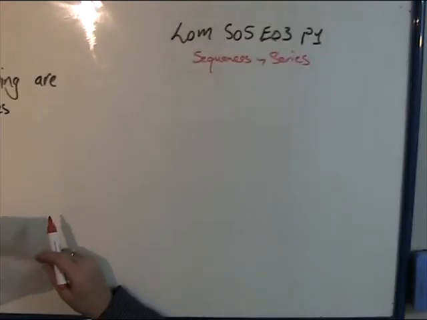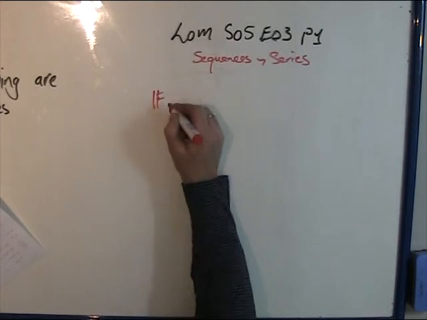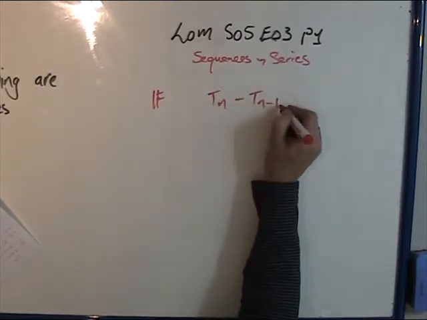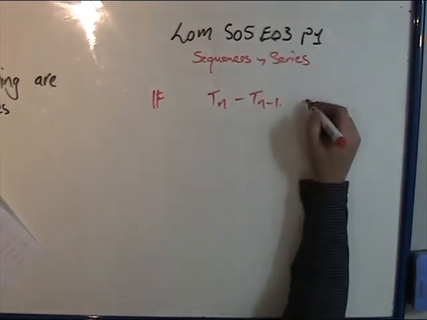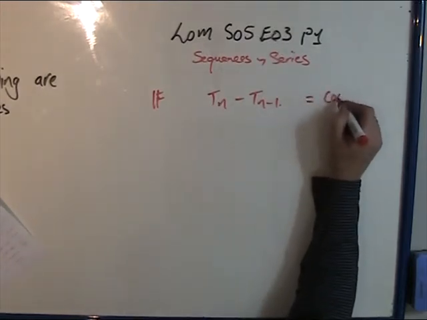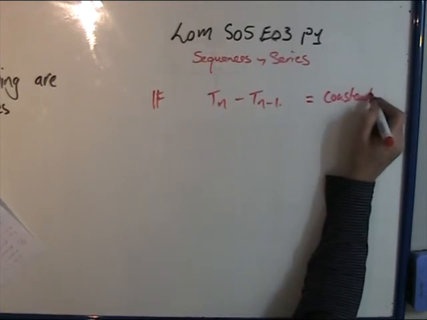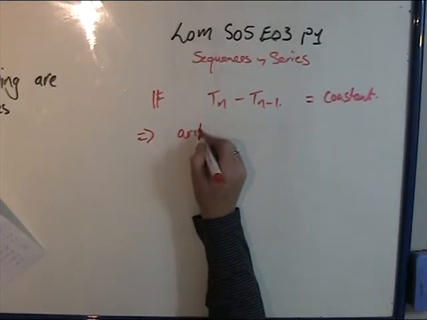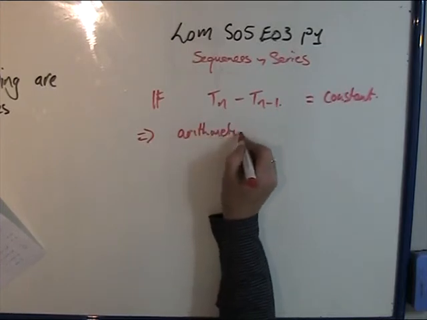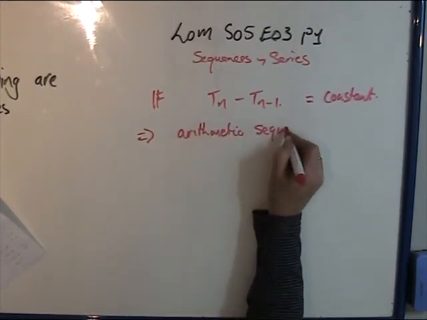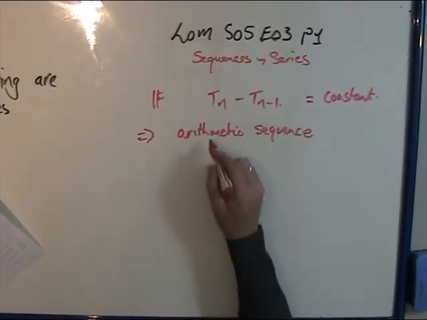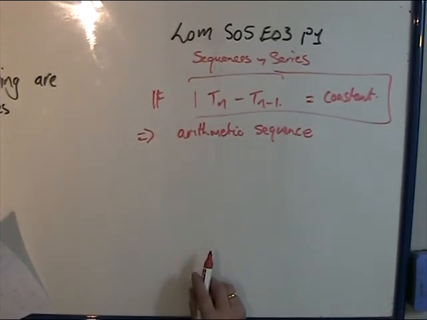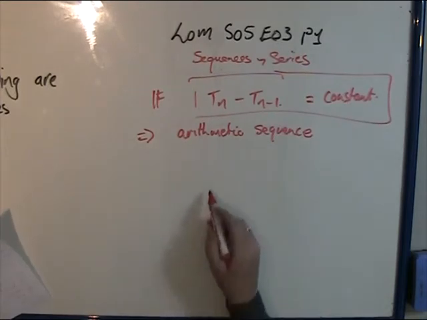Now this is another formula that you have to learn. If Tn minus Tn-1, that means the previous term, if the result is equal to a constant, a number, this implies that the sequence is arithmetic. So that's another one you have to learn. You remember that if you get a constant out when you take them away, that means your sequence is arithmetic. Okay, so we'll try it.